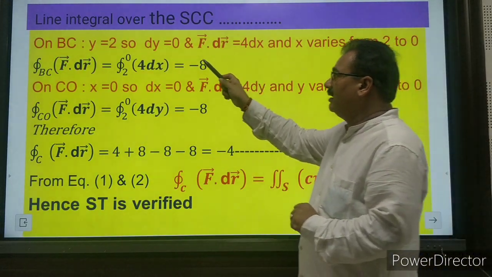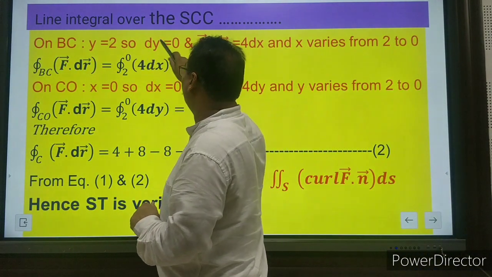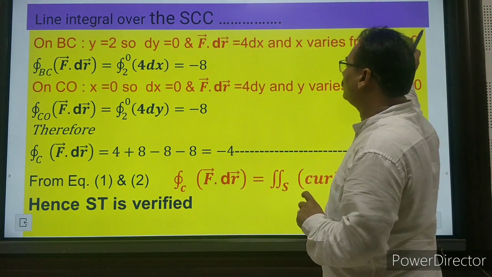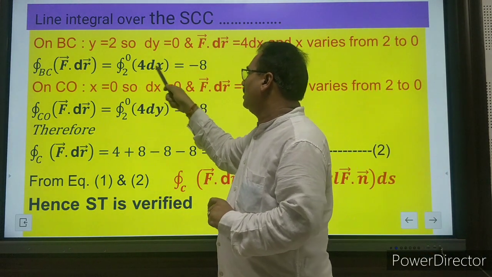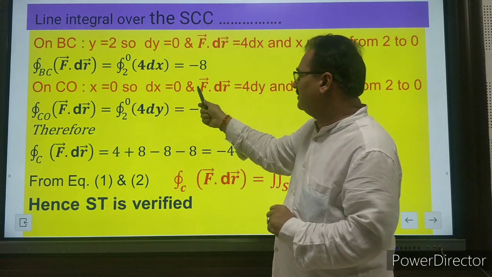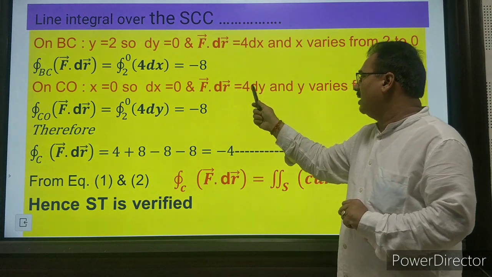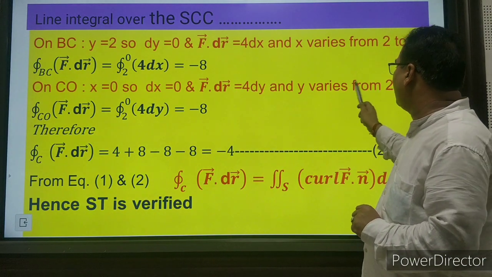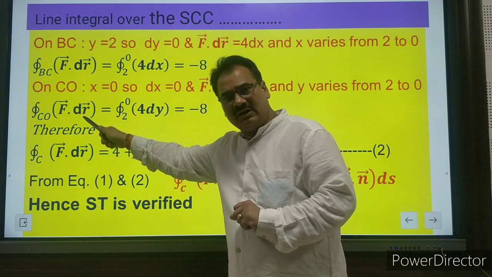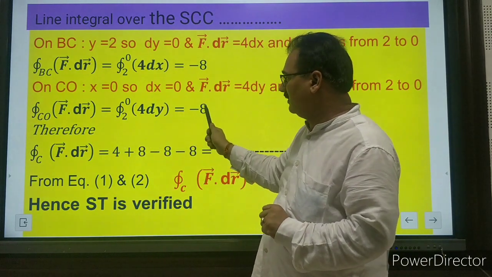Now on BC, y is 2, so dy is 0, and F·dr is 4 dx, and x varies from 2 to 0. Then this integral, you will get minus 8. On CO, x is 0, so dx is 0, and F·dr is 4 dy, and y varies from 2 to 0. Then in this case, the integral along CO, you will get minus 8.